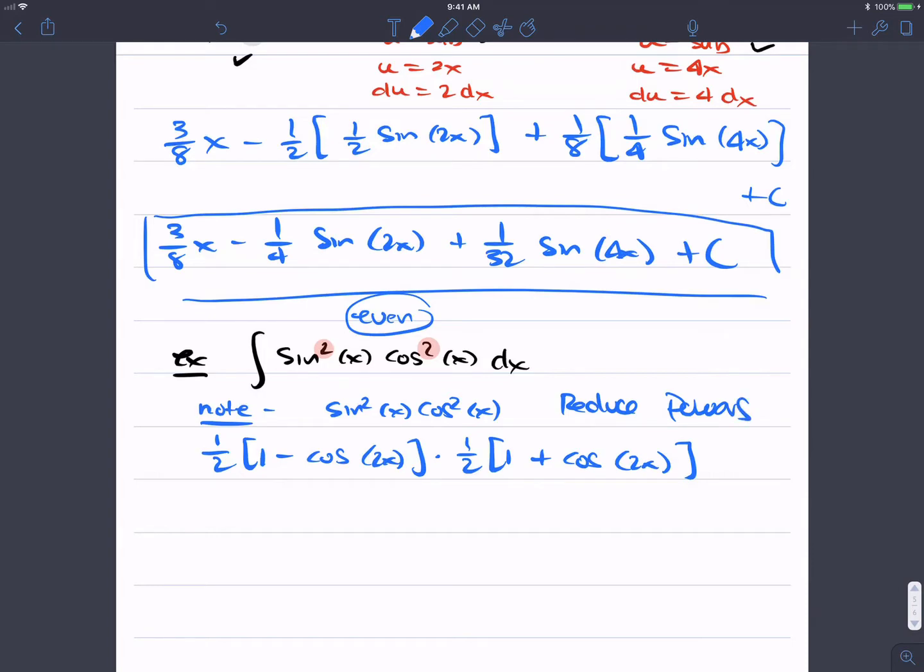Okay, let's get back our computer here. All right, we're going to reduce these powers. But look at the algebra. I'll get 1/4, 1 minus cosine 2x, 1 plus cosine 2x.